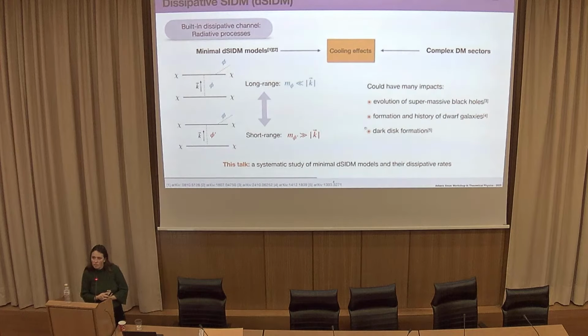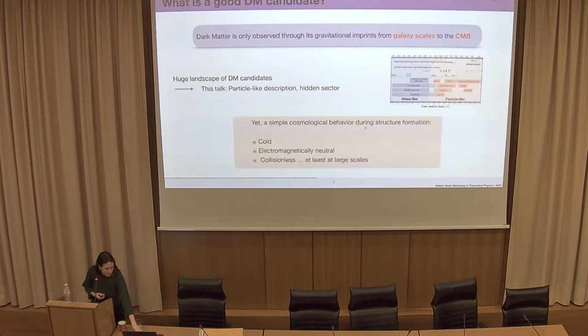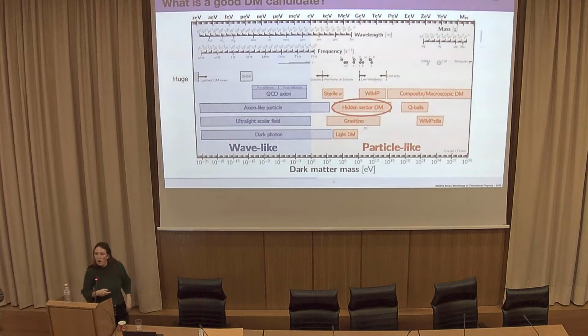Thanks for the talk. In this whole range of possible dark matter candidates, could you motivate a little bit more why, if there are any physical arguments, you focus on this particular mass range and particularly this hidden dark sector candidate here?